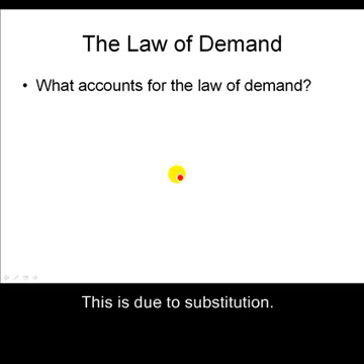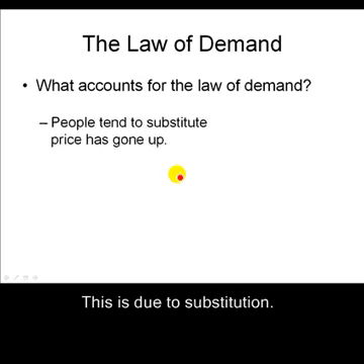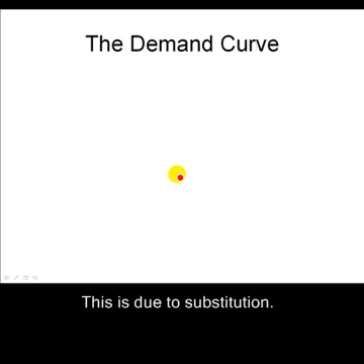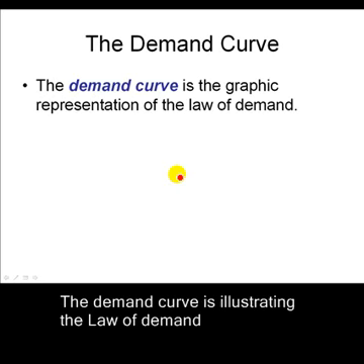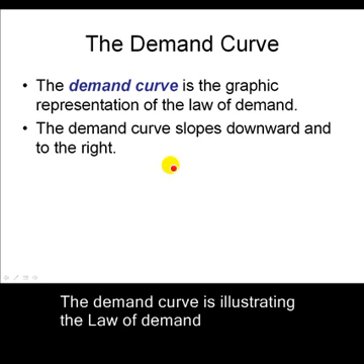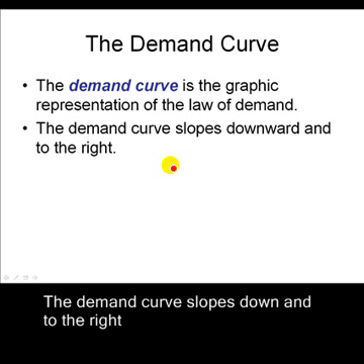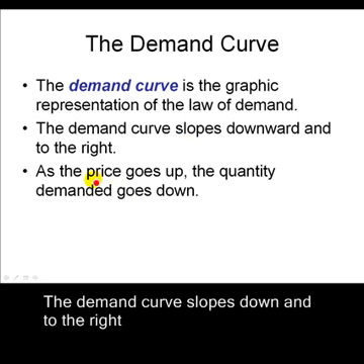So what do you think, why do we have this law of demand? Well, that's due to people tending to substitute goods whose prices have gone up with goods that haven't. The demand curve, that we're going to draw in a second, is basically a representation of this law of demand. The demand curve always slopes downward and to the right. This is showing as prices go up, quantity demanded goes down.